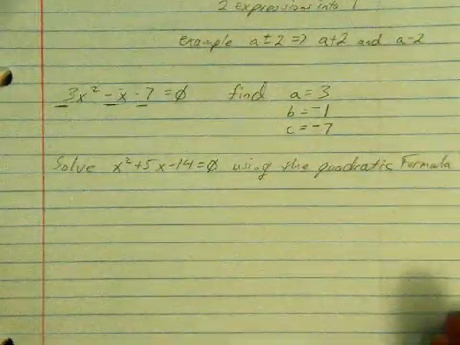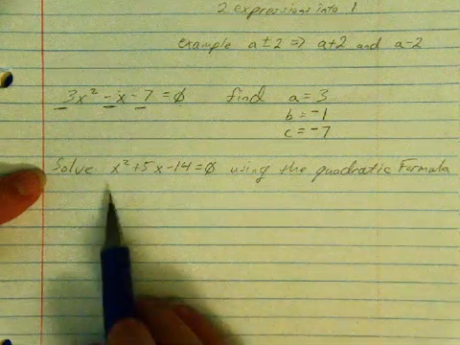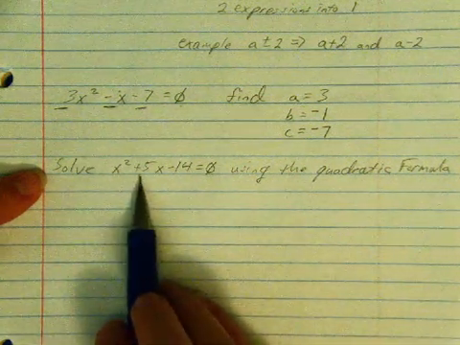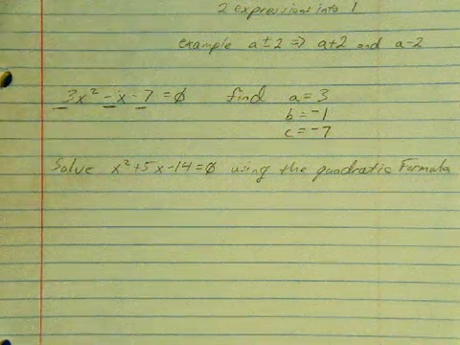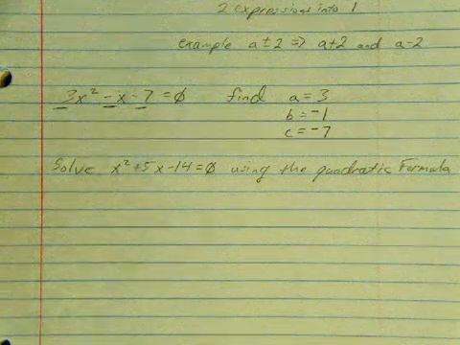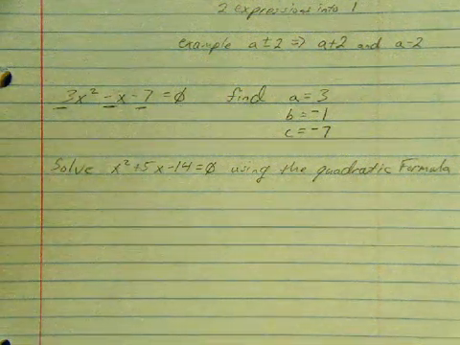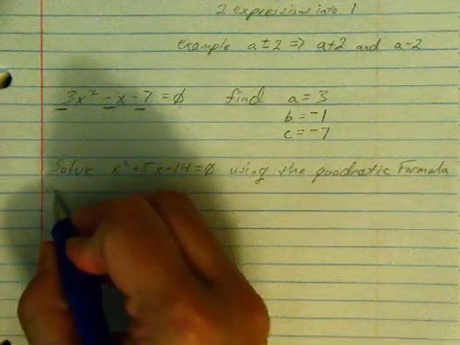All right, so our next example that we have here, we are actually going to solve the trinomial x squared plus 5x minus 14 equals 0. Okay, so we already have it in that format, the ax squared plus bx plus c equals 0. So the first thing we're going to do is we're going to identify our a, our b, and our c. I'm just going to write them over here.